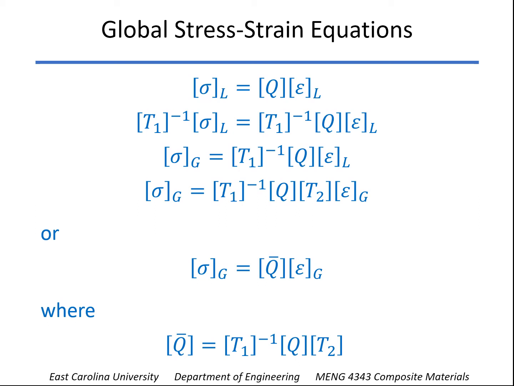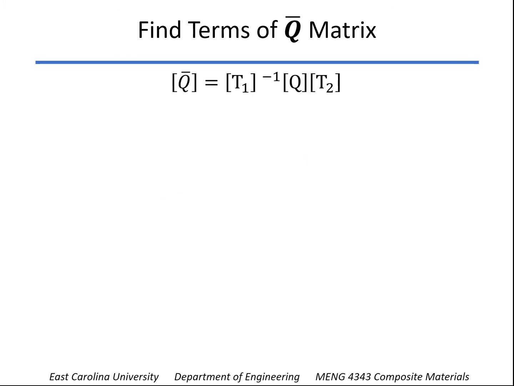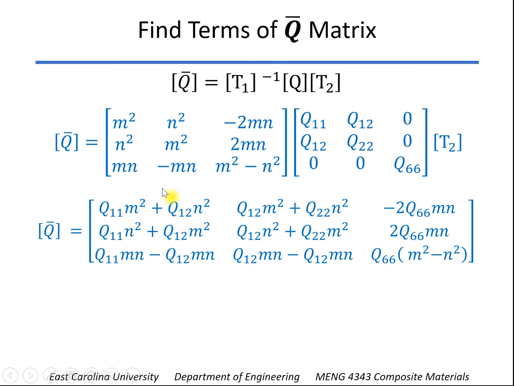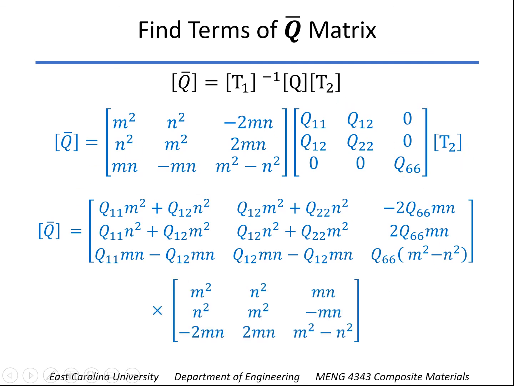And now what I want to do, and I'll go through this quickly, is show you how we can generate all of those terms. So let's write out the T1 inverse matrix, there's the Q matrix, and we'll leave the T2 just as T2 for a moment, because the first thing we want to do is just multiply these two matrices together. So for example, the first term here would be m squared Q11 plus n squared Q12. And we do that for the entire 3 by 3 times a 3 by 3 gives us this 3 by 3, and then we multiply that by the T2 matrix. Okay.